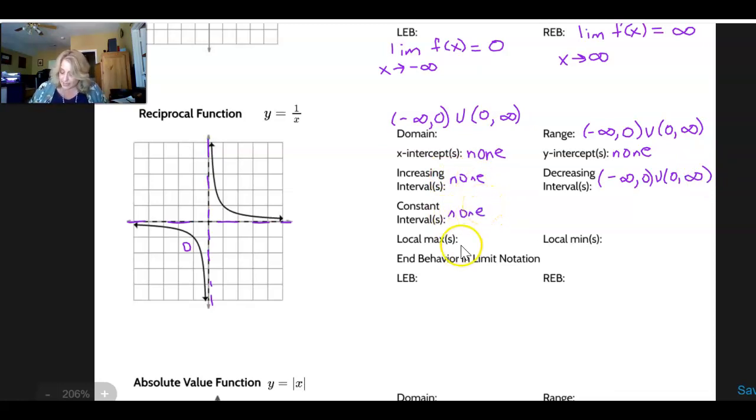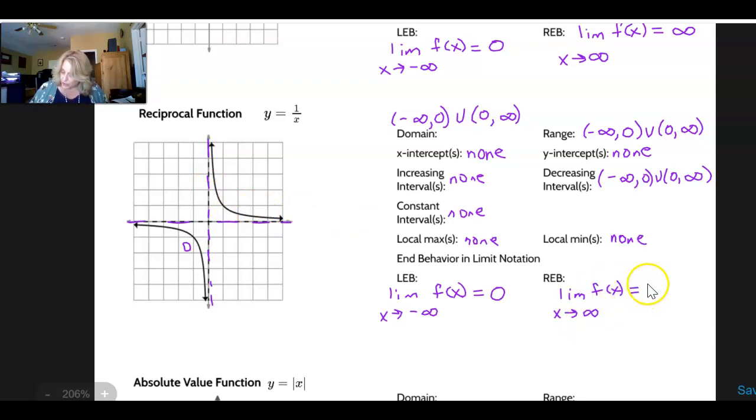There aren't any maximums or minimums. And so all we have left to do is write the end behavior. So we're going to say the limit as x approaches negative infinity of this function. As x goes forever to the left, what's the y value approaching? Well, it's approaching 0. And then the limit as x approaches positive infinity, so x is going forever to the right, what is the y value approaching? As we go to the right, what's that end value getting closer and closer to? It's getting closer and closer to 0.